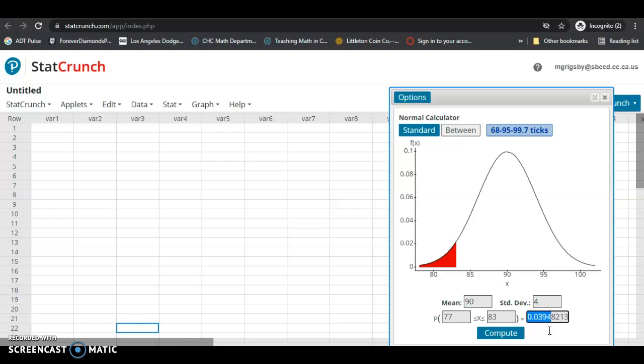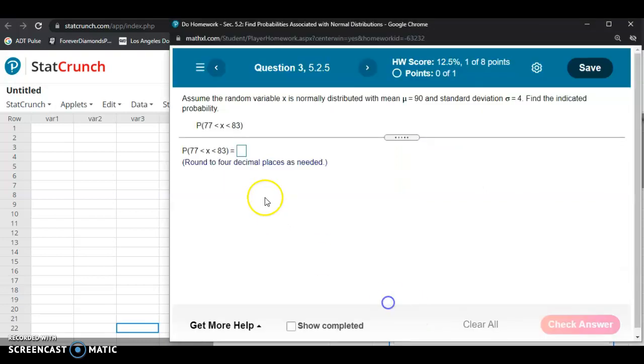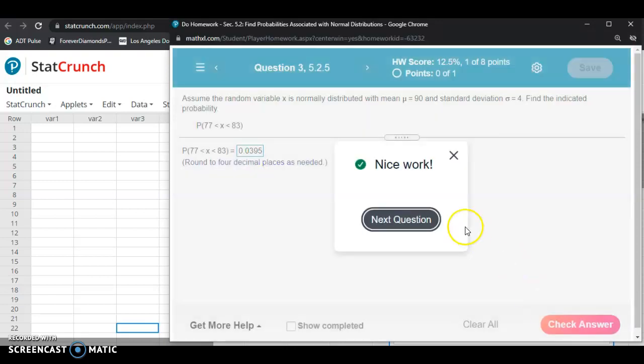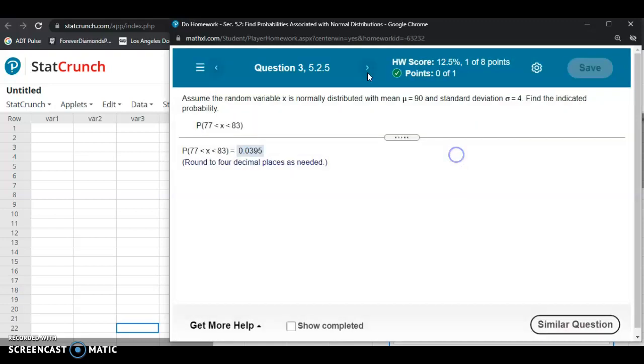77 is over here on the left, and then 83 is on the right. So we're finding this area inside the normal curve between those two values, which is shaded in red. So to 4 decimal places, we get 0.0394, but the 4 gets rounded up to the 5, so 0.0395. All right, and that completes question number 3.